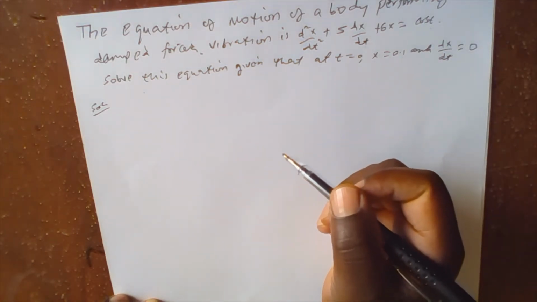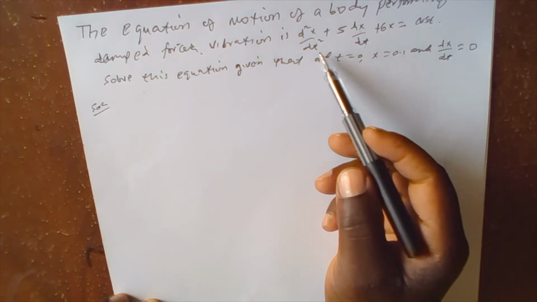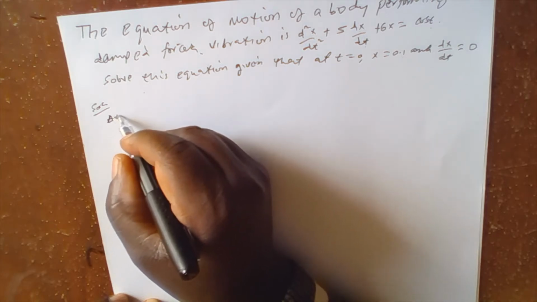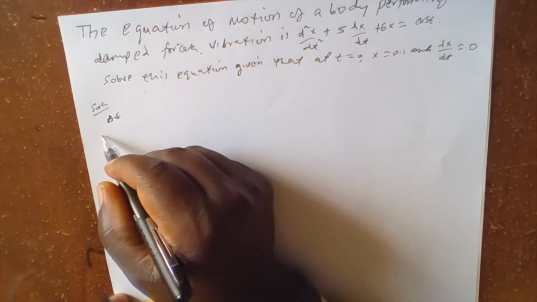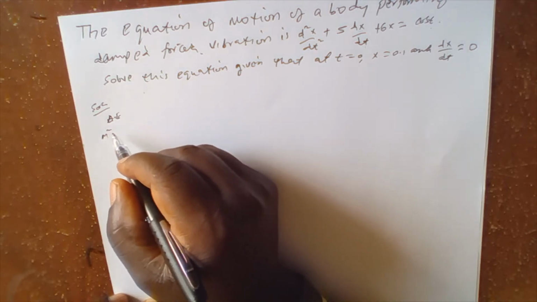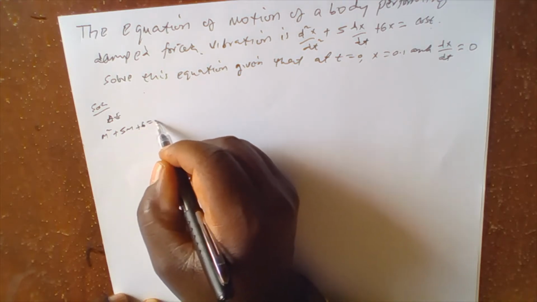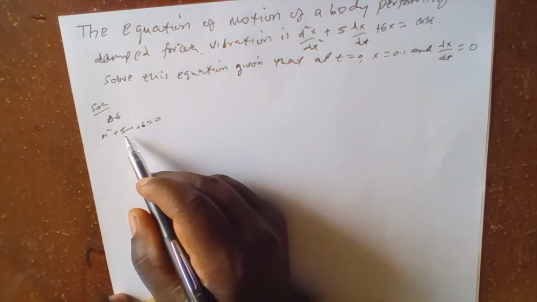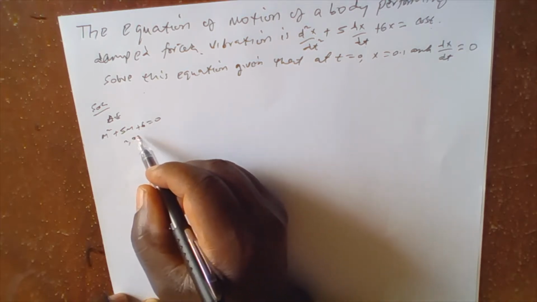So we shall solve this equation by the undetermined coefficients method. For us to do that, the first thing is to get the auxiliary equation of this equation. So it will be m² + 5m + 6 = 0. Two numbers that when we add we get 5, and when we multiply we get 6. The numbers are 2 and 3.